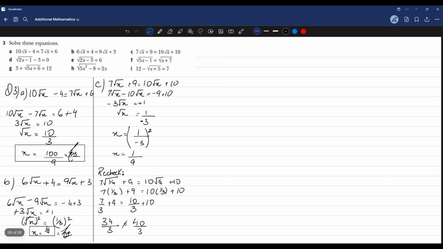So as you can see in this rechecking part, our answer is wrong. So this is not applicable. In fact, I'm going to write this as no solution, because 1 over 9 is not correct, and we do not have any solution for this, simply.